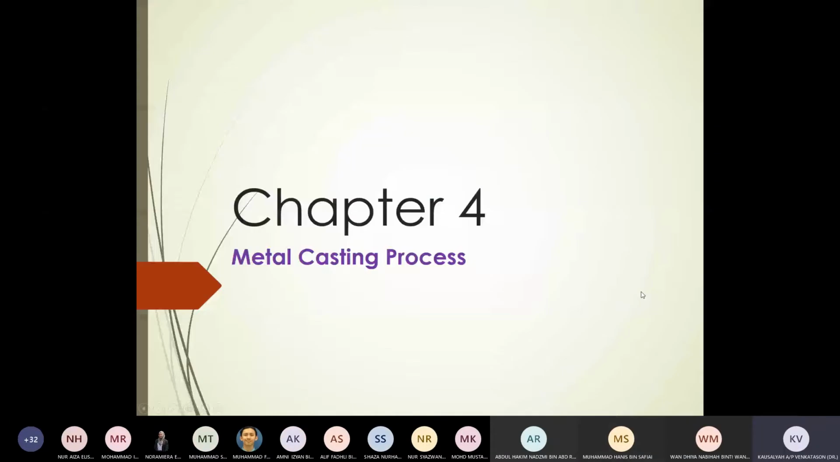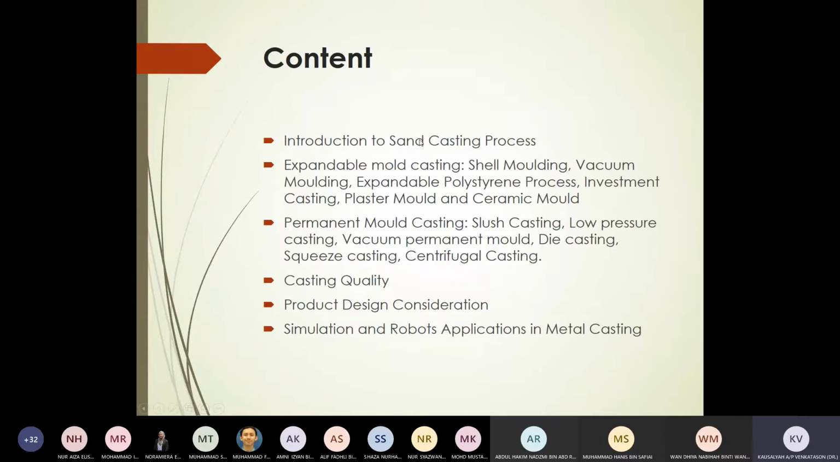Alright, so this is chapter 4 and it's speaking about the metal casting process. So the contents we are going to cover would be introduction to the sand casting process, and then we are going to look into two types of casting: the expandable mold and the permanent mold.